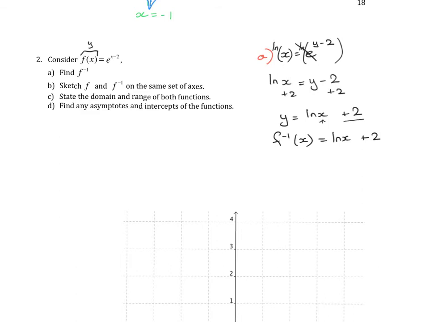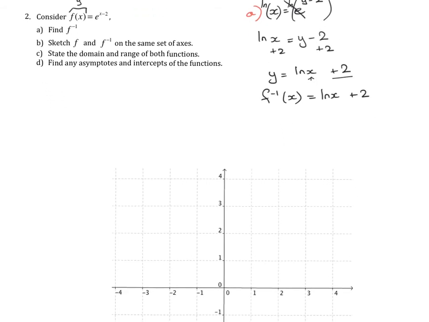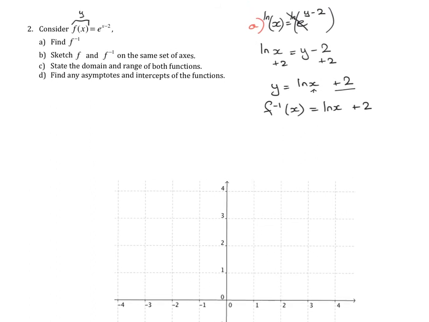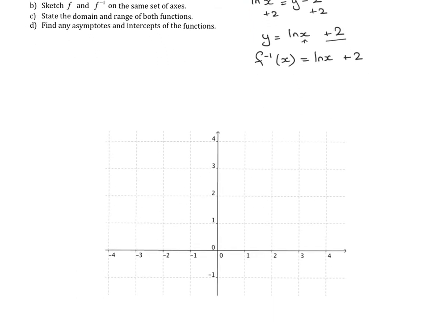Sketch f and f inverse on the same axes. Okay, so let's do f first. f is just e to the x minus 2. So what are some things we can do? When x is 2, we're going to get 2 minus 2 is 0, e to the 0 is 1. So hopefully you realize that the point (2, 1) lies on the exponential curve.